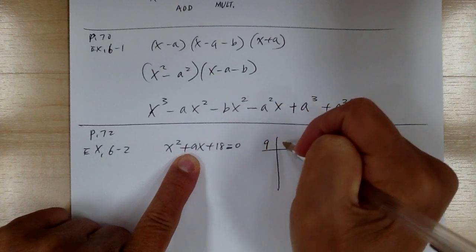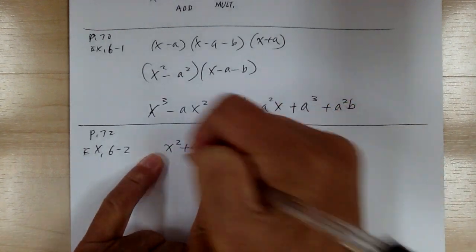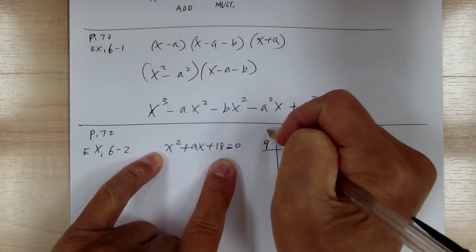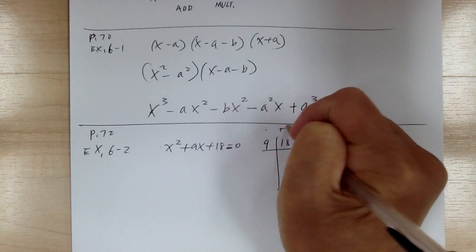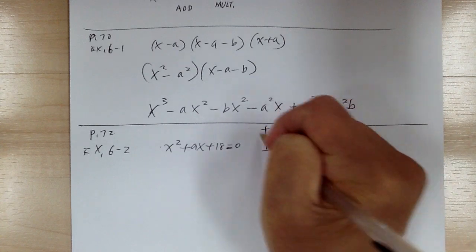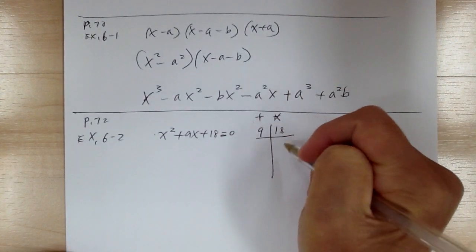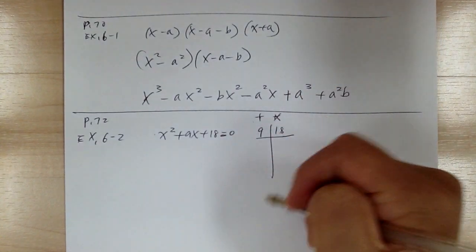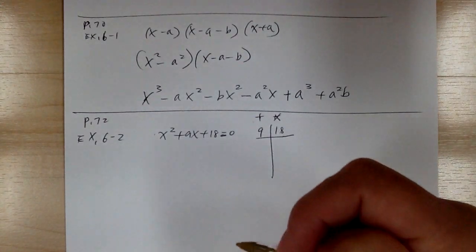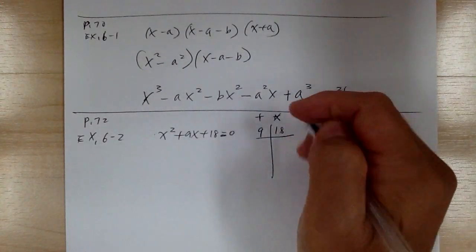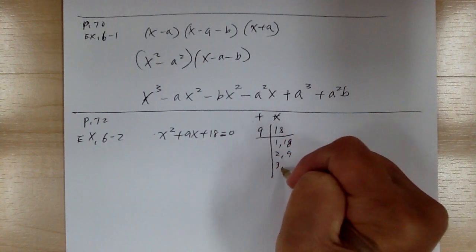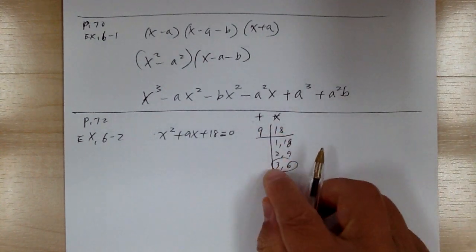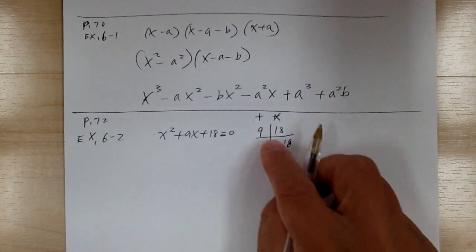So this number is 9 and this is 18. Actually you have to multiply 1 times 18. So you want to find a combination so that when you multiply, you get that, and when you add, you get that. Sometimes it's quicker if you just go down the list, since it takes longer to try to figure it out directly. So it's easy, just go 1, 18, 2, 9, 3, 6, and that's it. 3 times 6 gives you 18, and 3 plus 6 gives you 9.